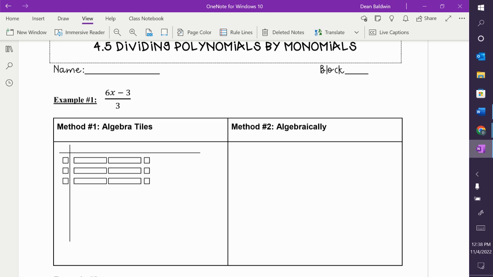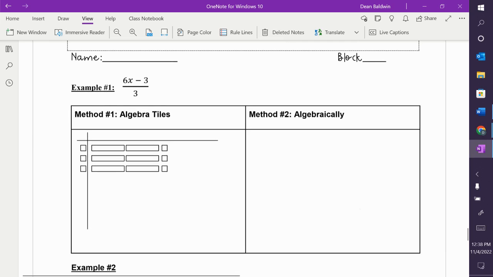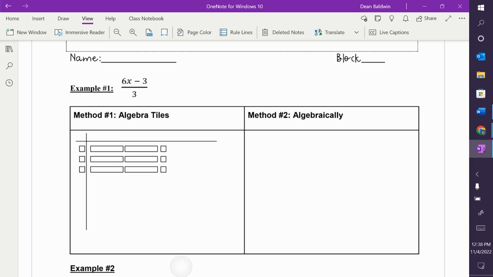Okay. 6x minus 3 divided by 3. We'll do it once with algebra tiles, and then we're going to do it the algebraic way after. So remember, when we're dividing, what is in the numerator is what goes in the middle of all the algebra tiles. So we have 6x's, negative 3. So what do I have to do to the 3 little ones? Shade them in. Okay. And we're dividing by 3.